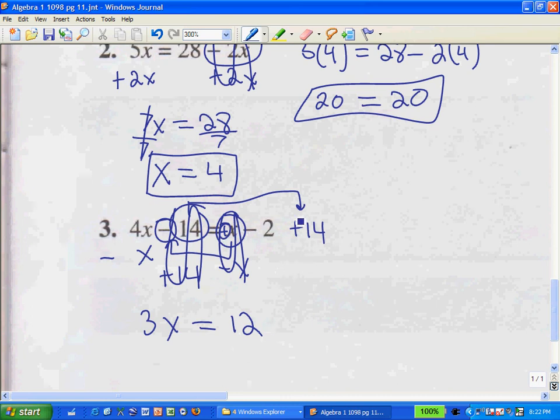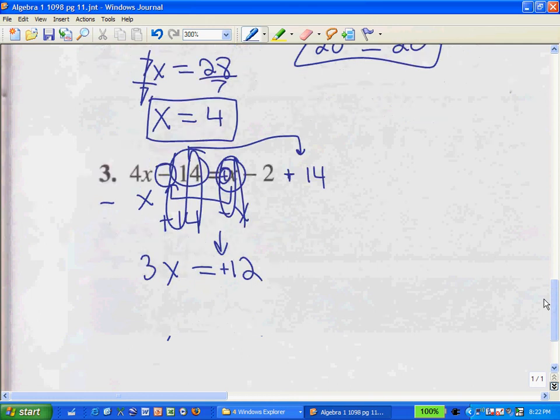Now, if the 14 would have been negative and the 2 positive, that would have been money you owed. You would have owed $14 and you would have had $2. So if you would have paid with the $2, you would have still owed $12, and your 12 here would have been negative. But since this was positive and this is negative, it's a positive 12. You have $12 left.